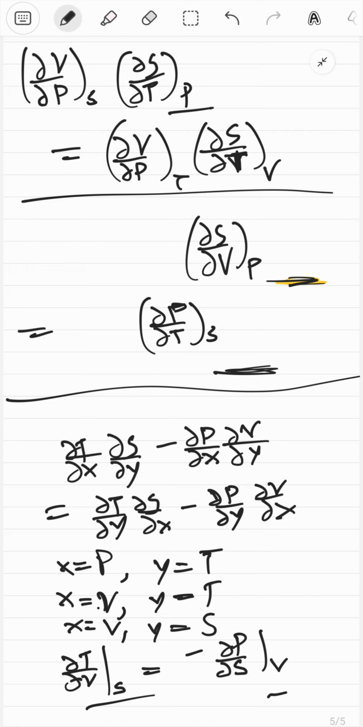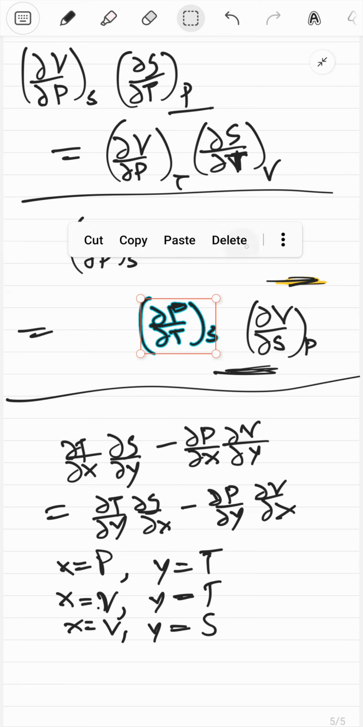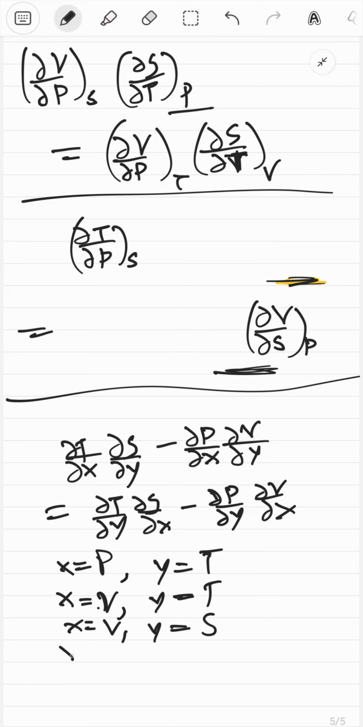Okay, how do we do that again? Oh, so pressure and entropy, right? I should probably be doing the reverse of this. So partial T by partial P at constant entropy should be equal to partial V by partial S at constant pressure, and just remove these. And this is trivially true because that's just the next case, which is pressure and entropy.